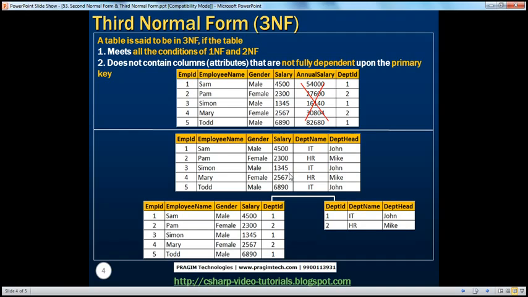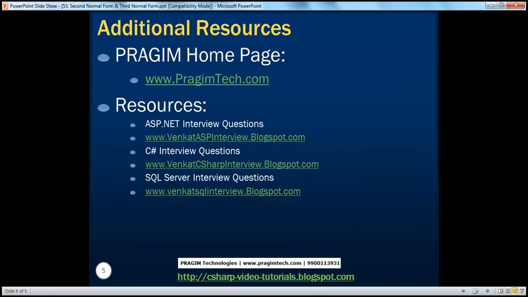Whereas if you want to get this table into third normal form, you remove those columns that are not fully dependent on the primary key into their own table and establish relationships between them. So basically, the rules for the third normal form are that they should satisfy the conditions of the first and second normal form, and it should not contain any columns that are not fully dependent upon the primary key.